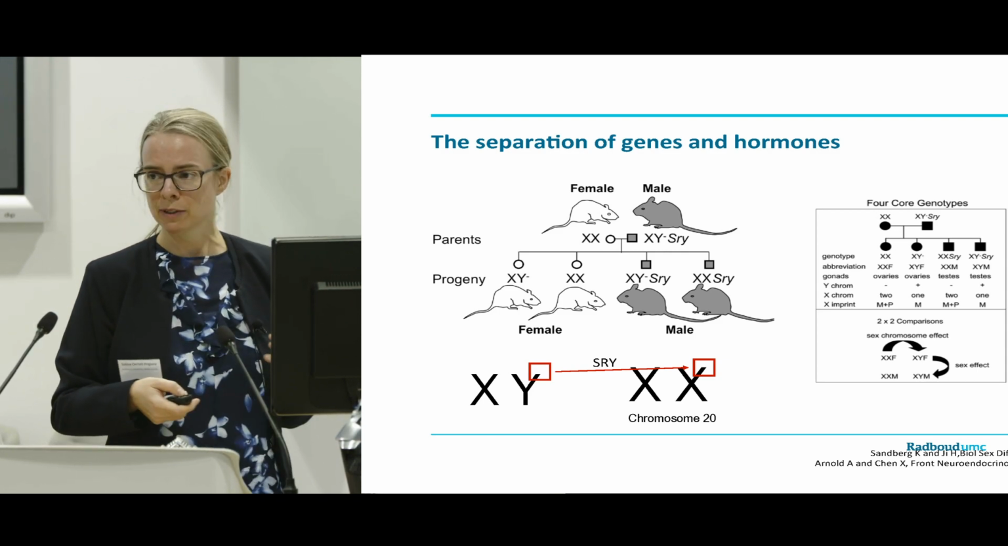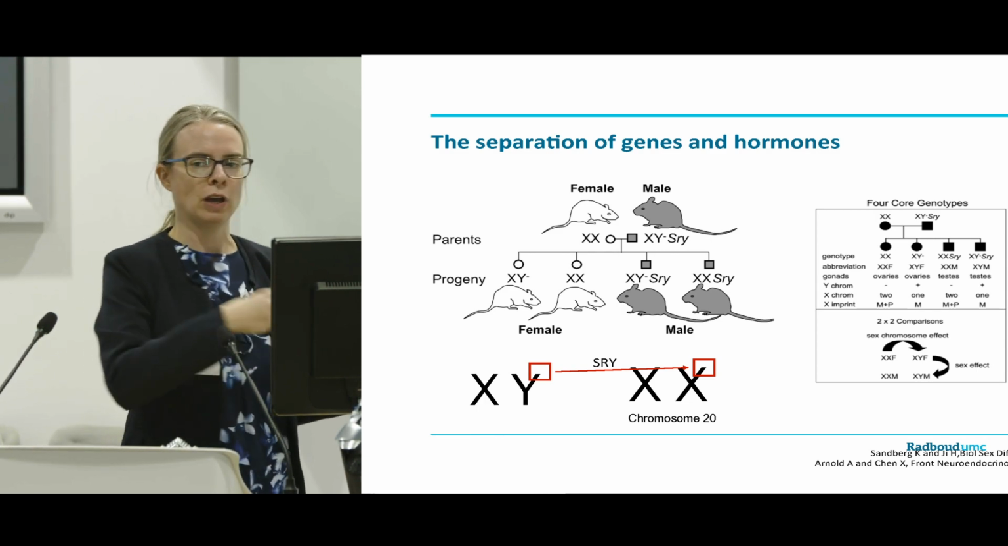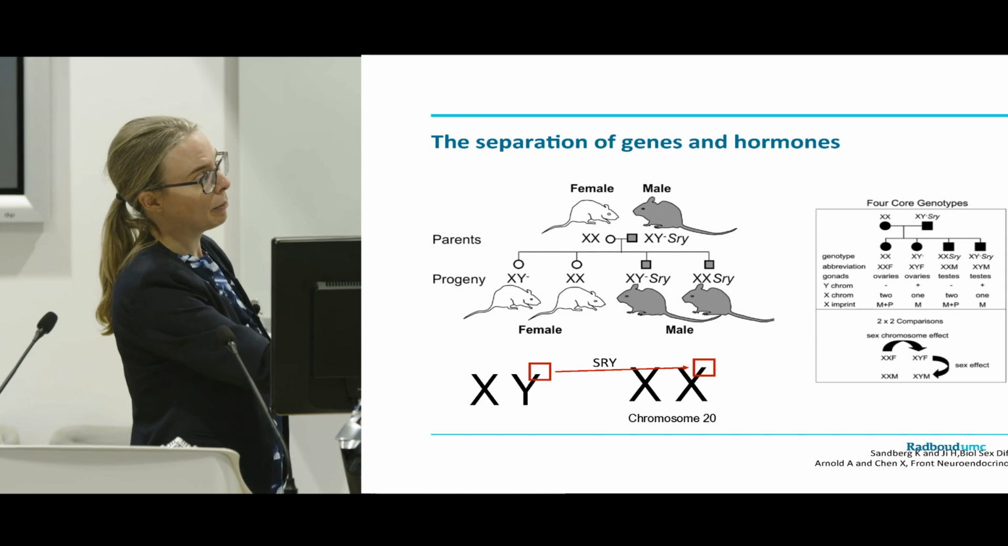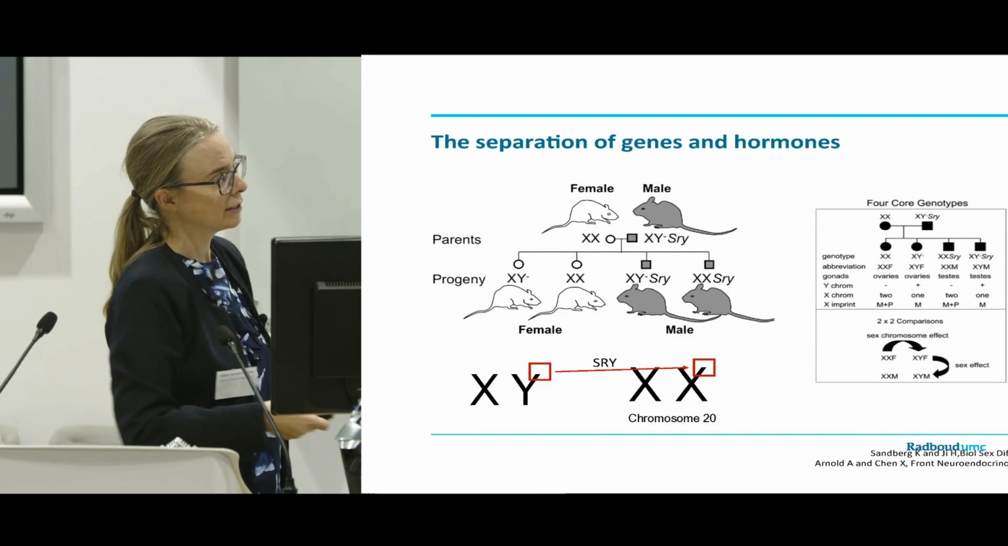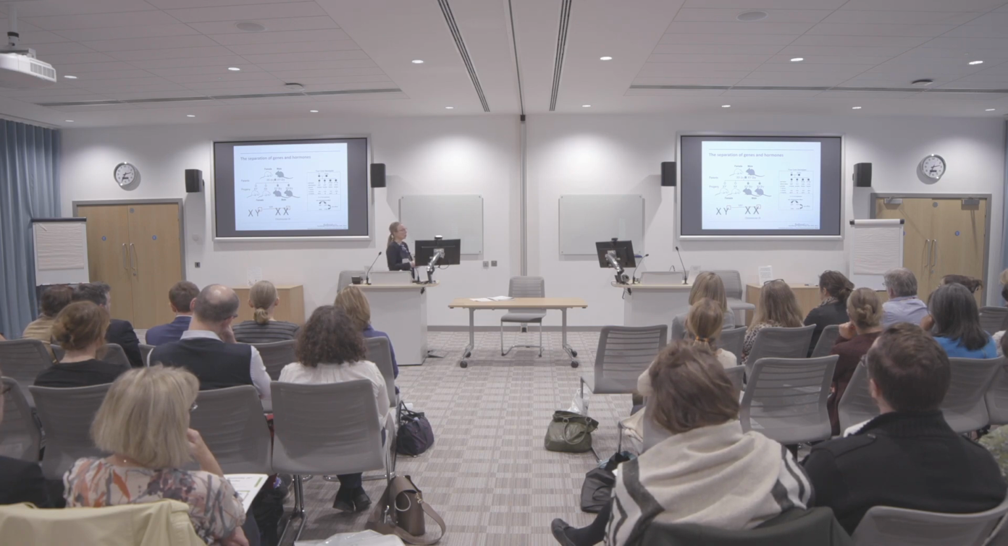However, due to the absence of the sex region Y, they develop female. It means they have female hormones and male genome. The same thing happens on the other side. Here you have an XX SRY mouse. It's a mouse with 2 X chromosomes, but a sex region Y on chromosome 20, which means she develops as a male.